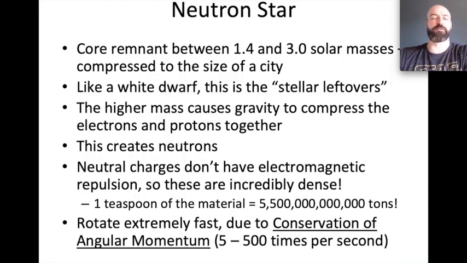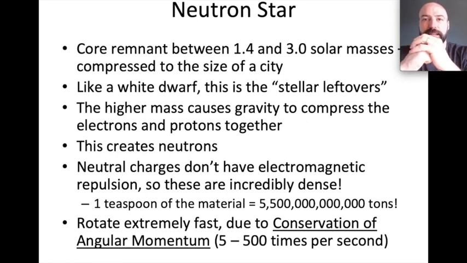Here's some information about a neutron star. Again, it's between about 1.5 and 3 solar masses, and it collapses to about the size of a city. We talked about a white dwarf being about the size of the Earth. A neutron star collapses to about the size of a city. Well, how can it get so small? One, it has more mass, so you have more gravity pulling it in.